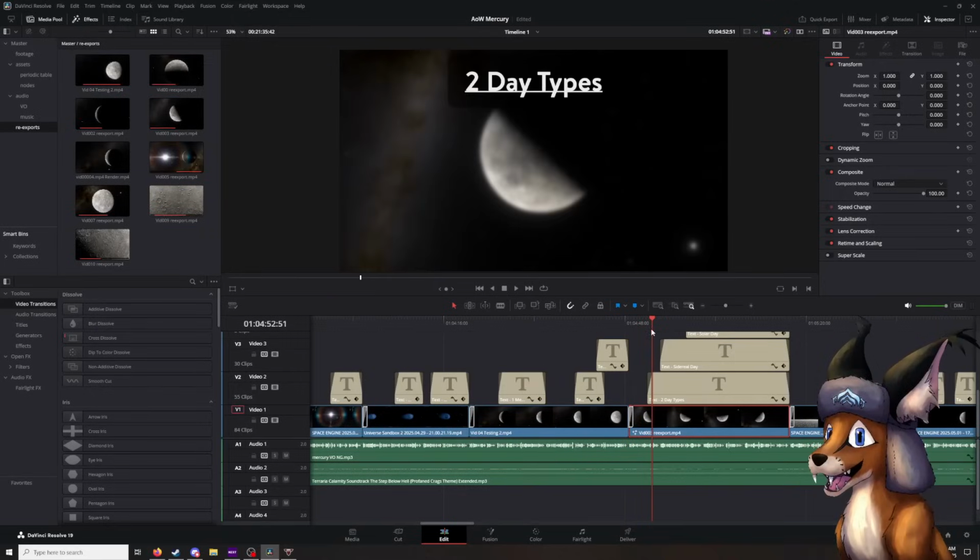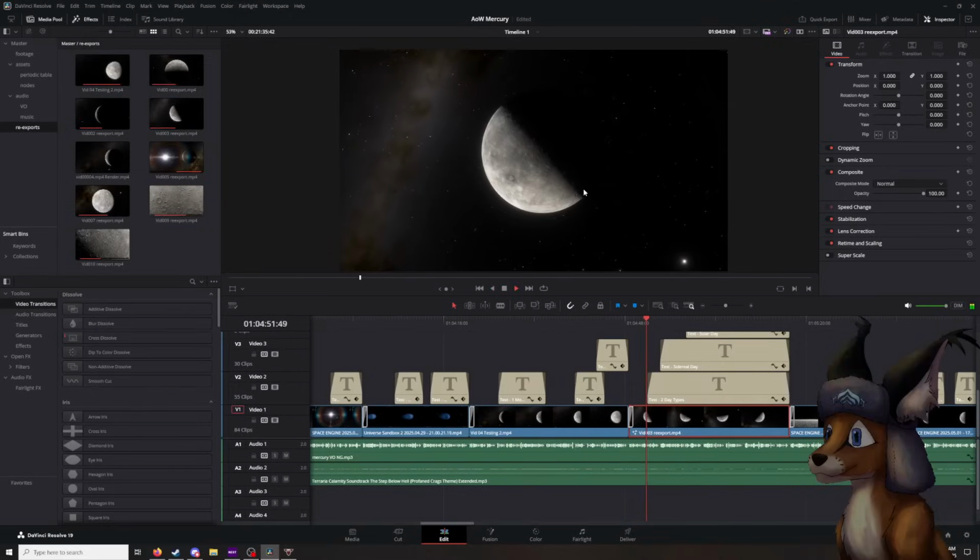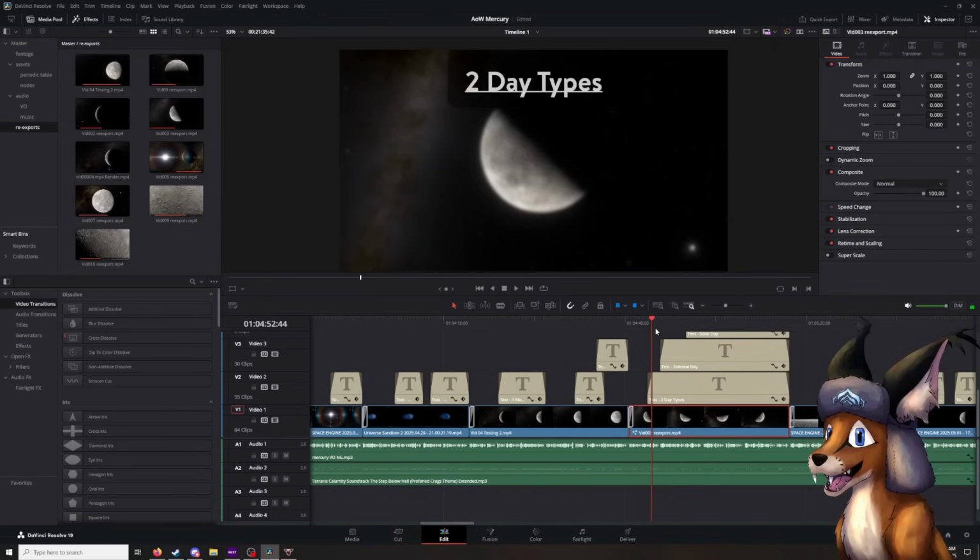So the transition is what looks bad. You see the way all the stars just kind of get squished out? Yeah, I just didn't like the way that looked. I think it looks really bad.